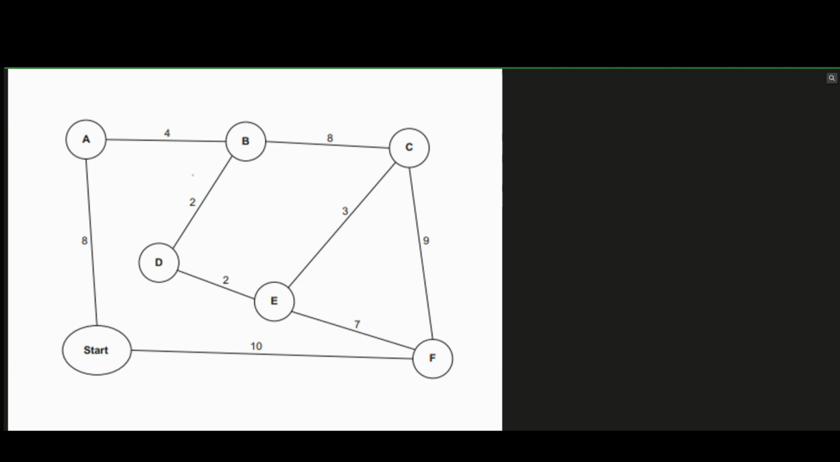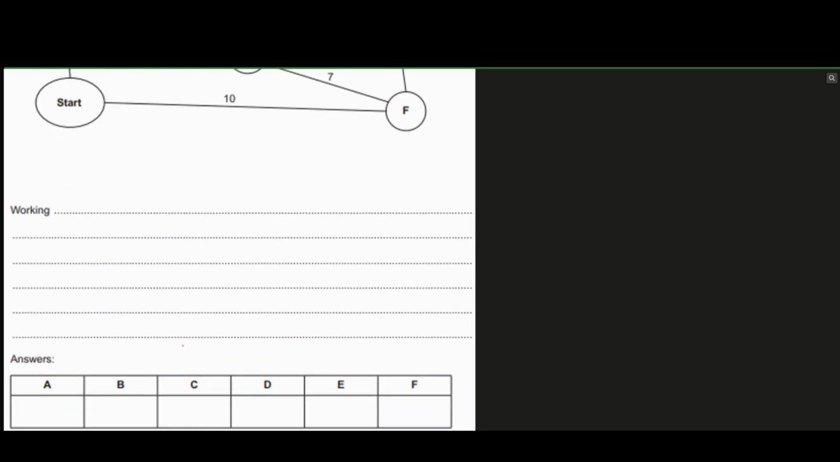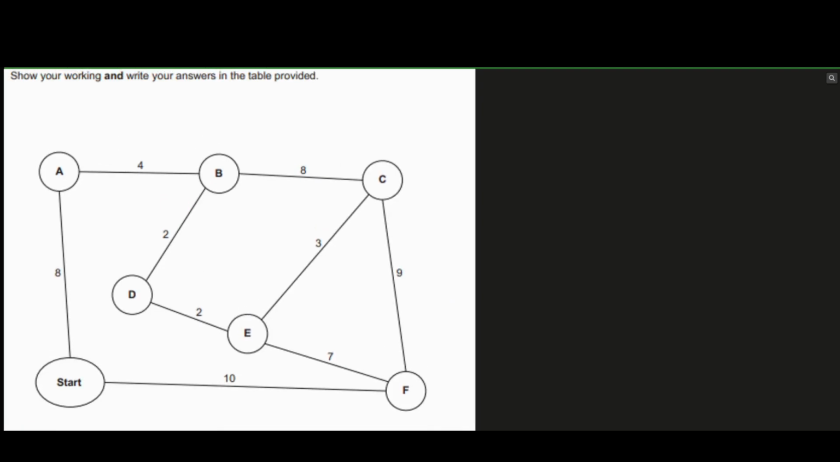The first thing is I want you to make a table. This table is very important. Make sure you write down your answer in the table that is given over here. We're going to be using another kind of table to do the working.